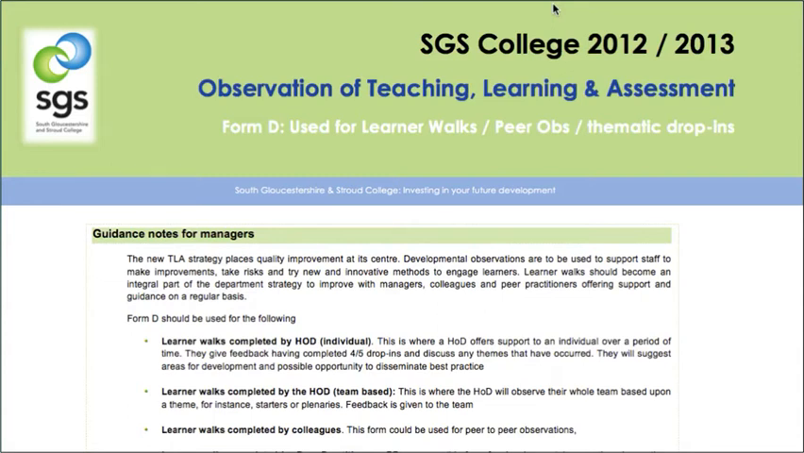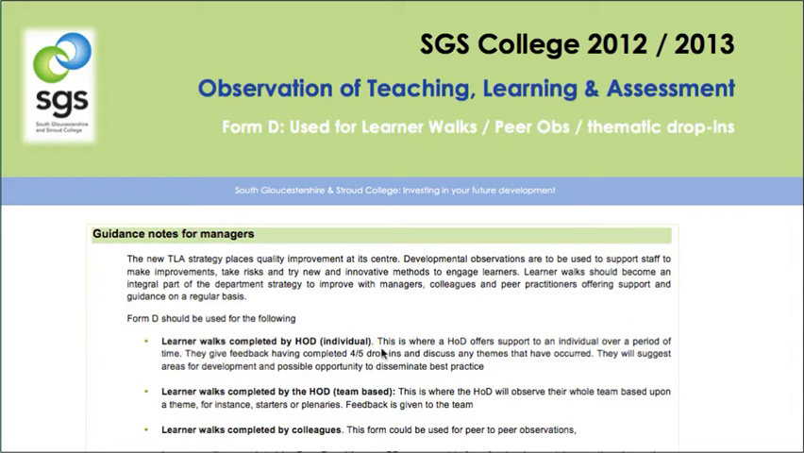Thought it might be quite useful if I just provide a walkthrough of some of the documentation that's recently come out regarding observations. This is Form D, and this is to be used for developmental observations, which are going to be called learner walks as they are at Stroud.